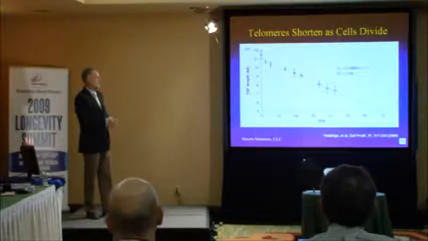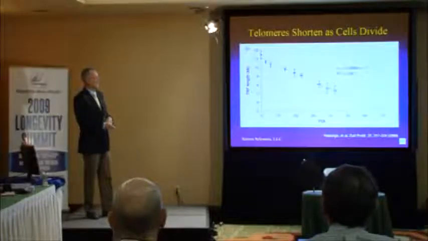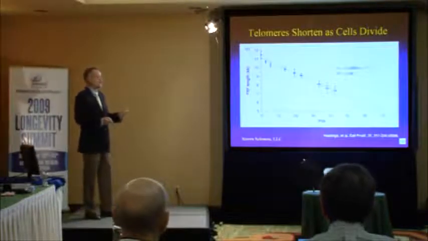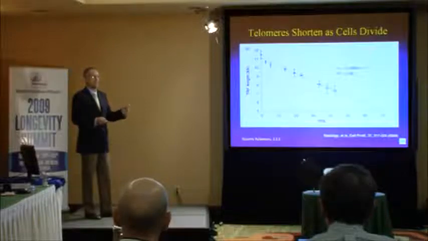The y-axis is showing the length of the telomeres. At the beginning the telomeres are long, but in a very linear fashion with cell division, the telomeres get shorter. So this is a fairly accurate clock. You can take the length of a telomere and tell approximately how many cell divisions have occurred.